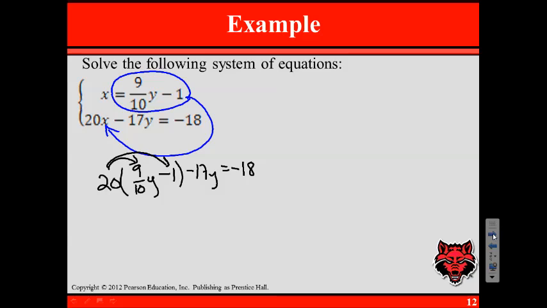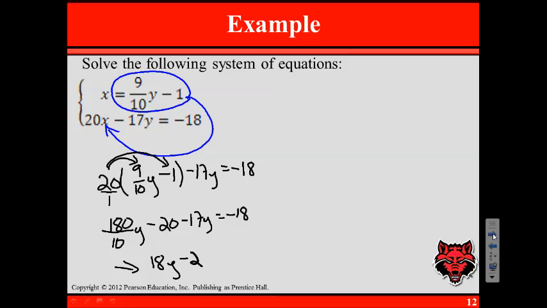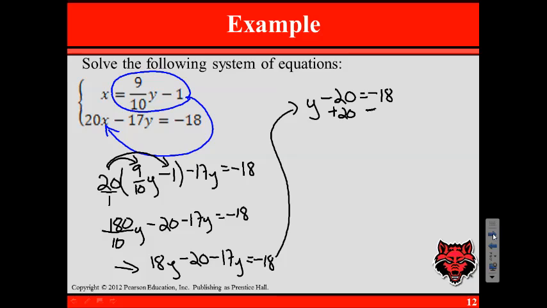And when we distribute the 20, in the first multiplication, we can think of it as 20 over 1. In the second multiplication, we can think of it as just 20. So that would give us 180 over 10y minus 20 minus 17y equals negative 18. That reduces to 18y minus 20 minus 17y equals negative 18. We combine like terms on the left-hand side, and we have y minus 20 equals negative 18. We add 20 to both sides, and we have y equals 2.